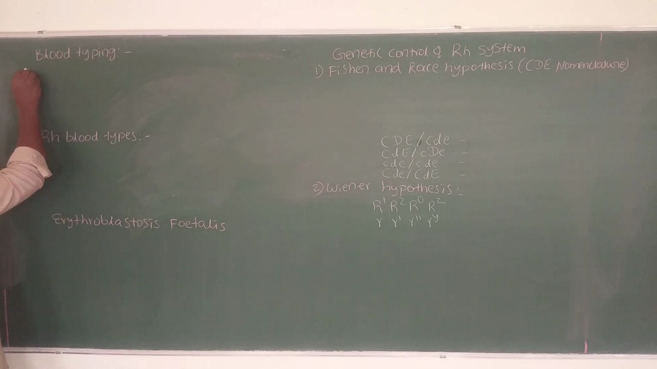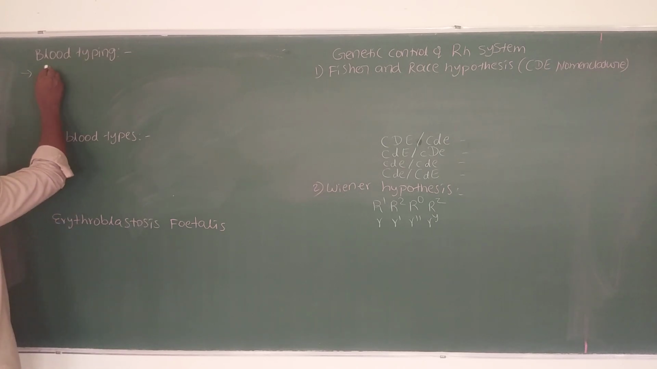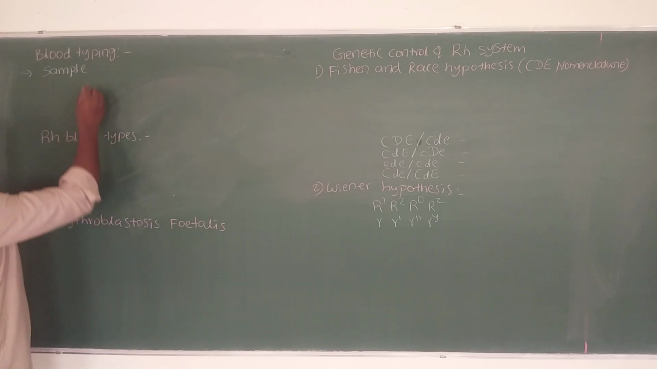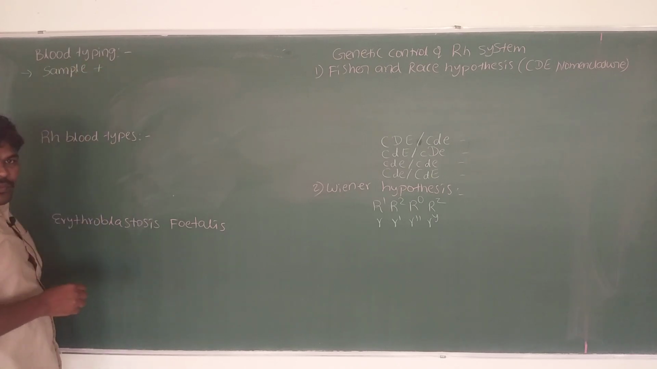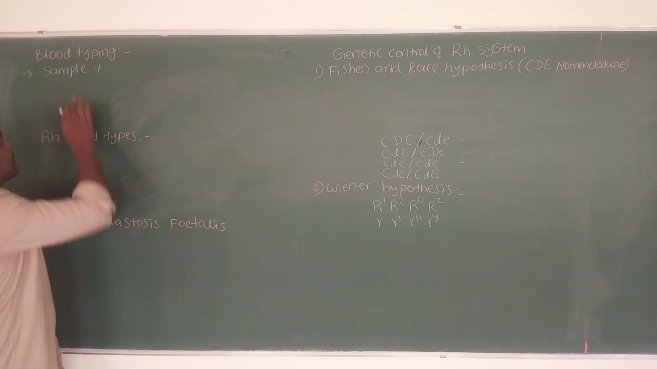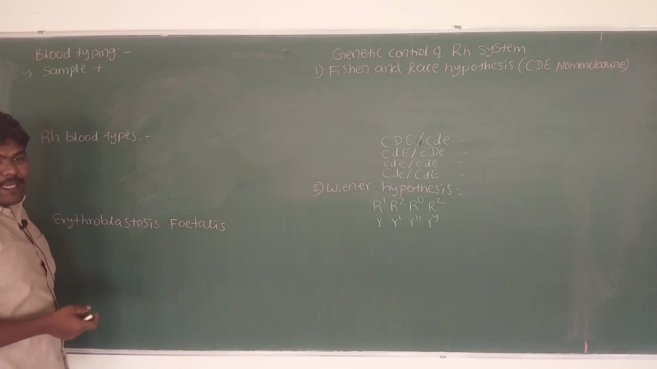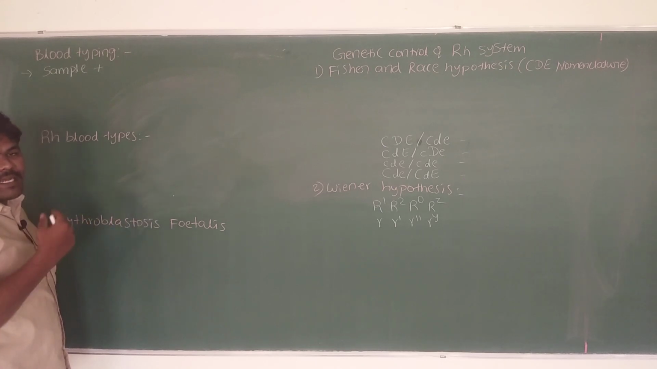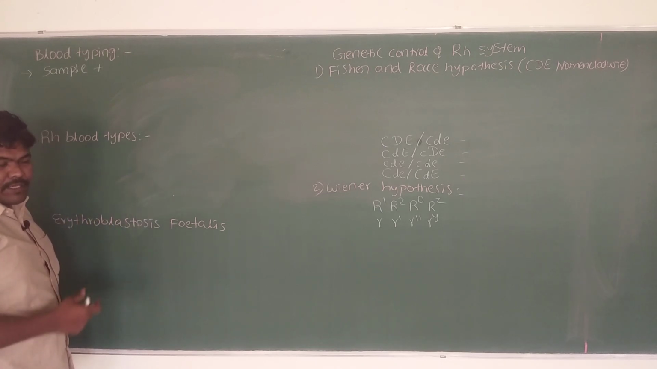In blood group testing, first we have to collect the sample. Here sample means one drop of blood that we take on the slide. Then we add different types of antibodies to that sample. Based on the formation of a clot with which type of antibody, we can identify the type of blood group.